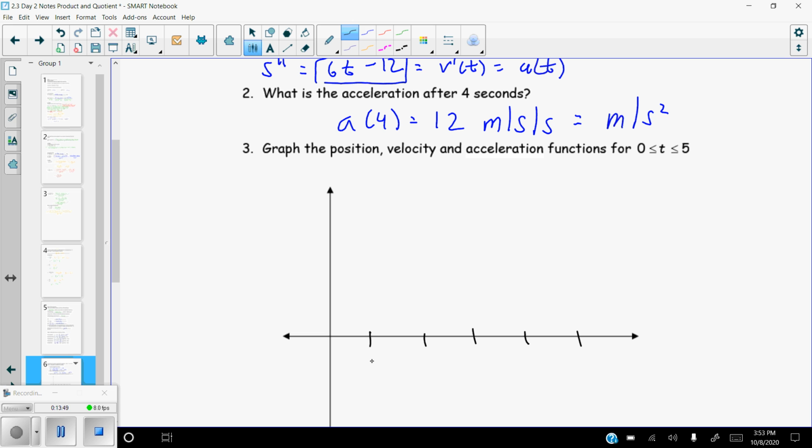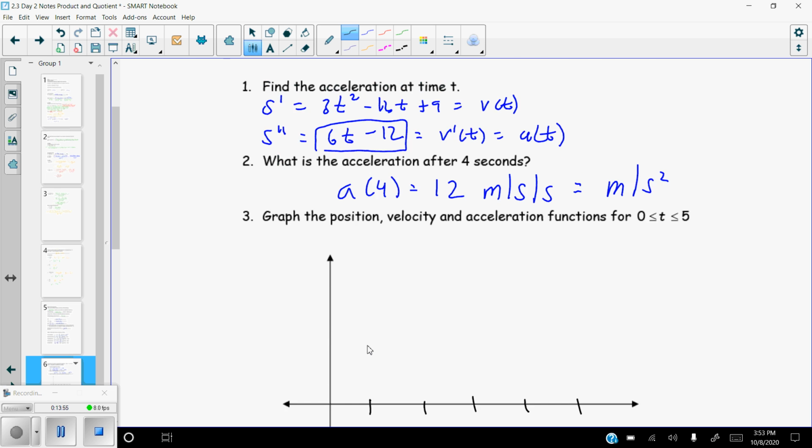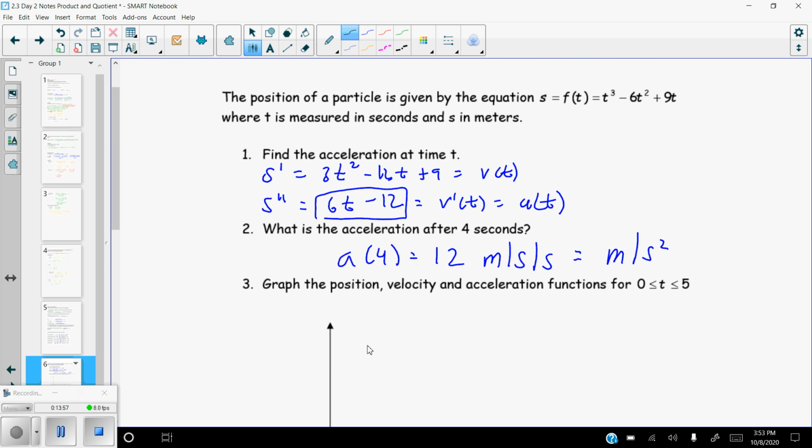So each one of those is worth 5 units. And this is going to be a really rough sketch. I'm not doing all the specifics on here, but let's see. I know that the position of the particle is t cubed minus 6t plus 9. So the position function actually looks something like this. And this is a sketch.